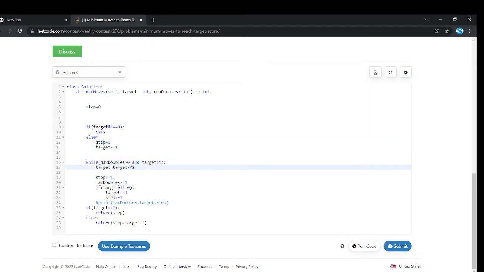So that's the whole idea here. I ran a loop here. The loop checks whether we still have the division operation left with us, and whether the target value is still greater than 1. If yes, then we can do target equals target by 2. This is integer division. Then increment the steps value since we have performed 1 step here, and decrement the division operation since we have already used 1 division operation here.